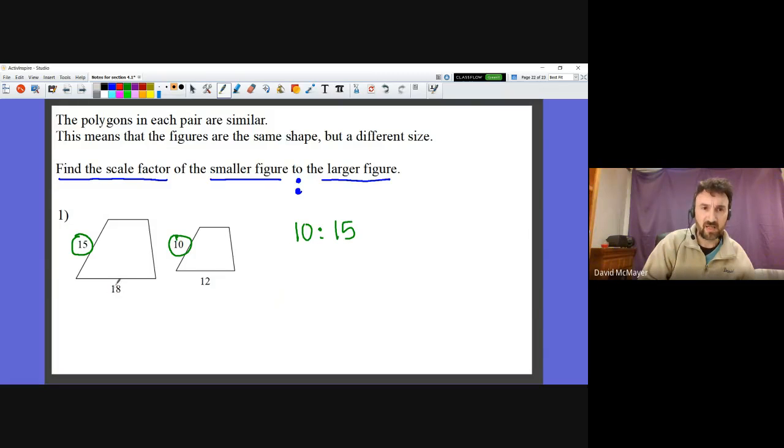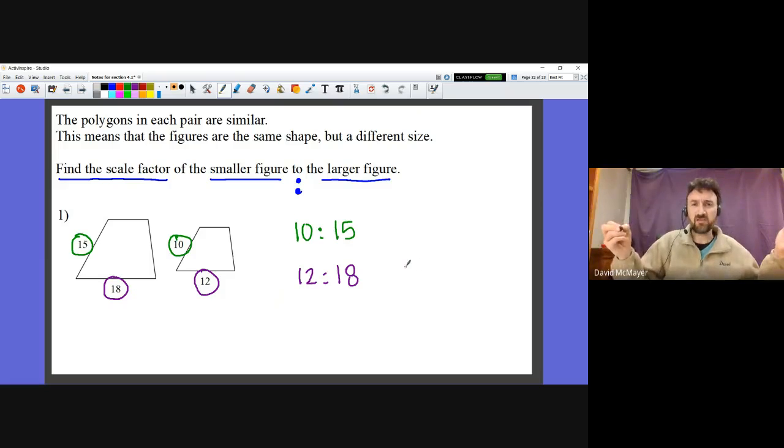Now, if we take a look at some of the other side lengths here, I'll use purple. I never get to use that. This is 18 and 12. Those two side lengths match up. So this, wait a second, this is smaller figure to bigger figure, 12 to 18. Wait a second, which one's correct? Which one are we going to pick?